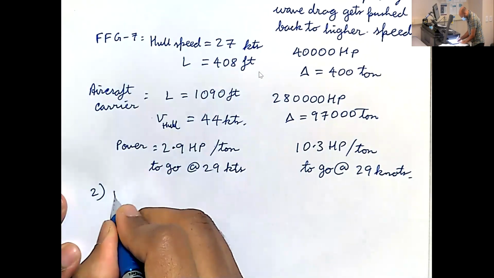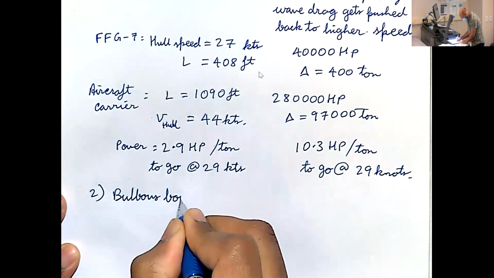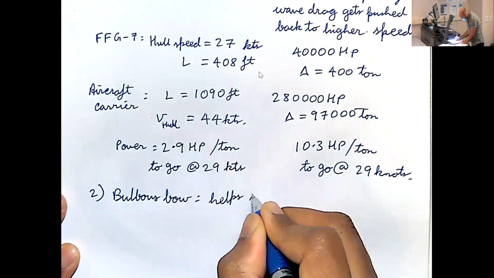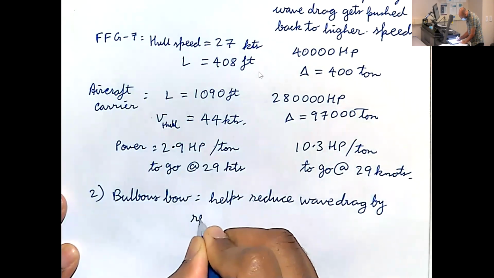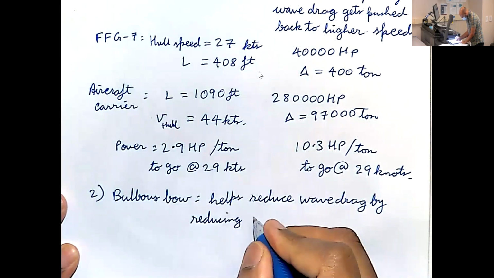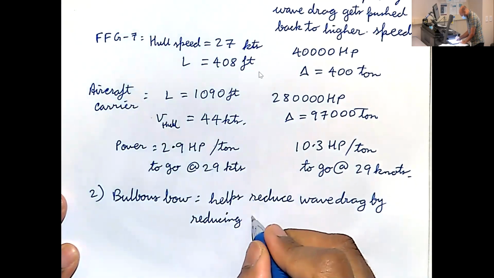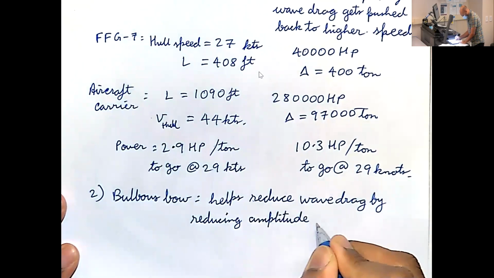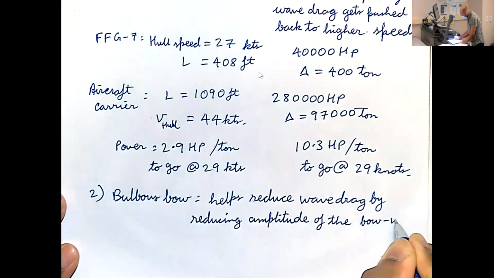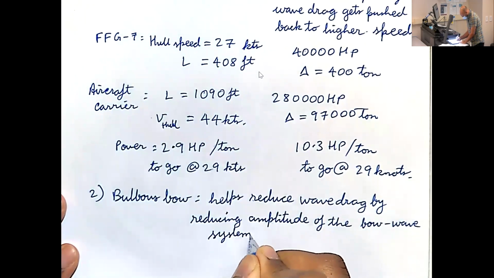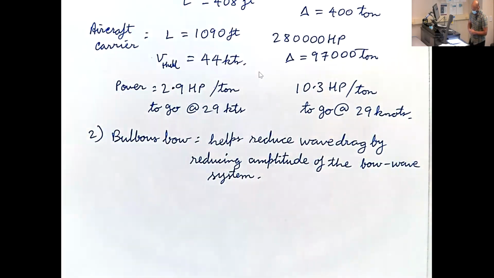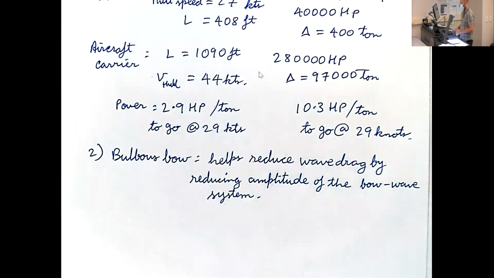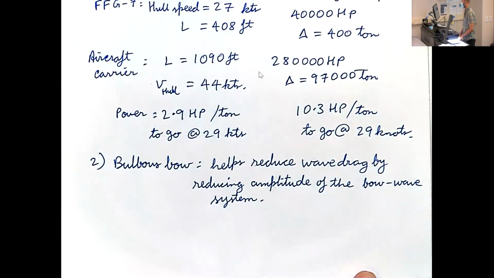All right, and the other is you can have a bulbous bow. Yeah, with the bulbous bow, there's the disadvantage. You design it for a given speed. If you go faster or slower, it can hurt. Okay.